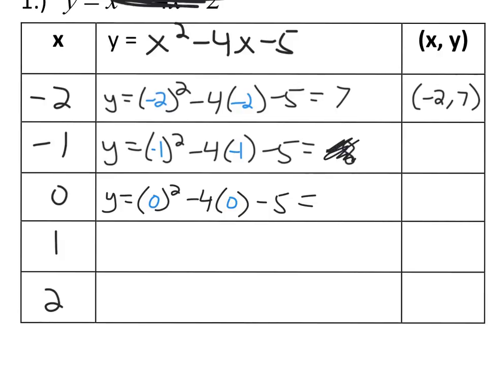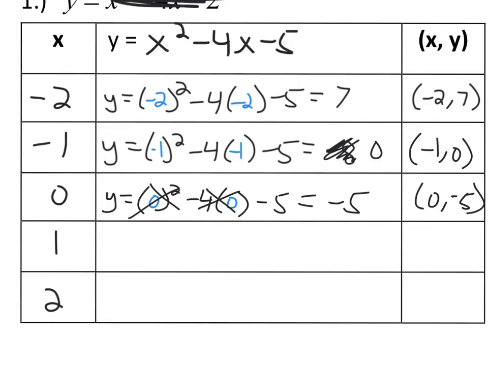Okay, so negative 1 squared is going to give you positive 1. Then negative 4 times negative 1 is going to give you positive 4. So 1 plus 4 is going to be 5, and then 5 minus 5 is going to give you 0. Sorry about that. Now when you plug in 0 for your x, 0 squared minus 0, these are going to cross out because 0 times anything is 0. And then minus 5, that'll give you negative 5. So your coordinate up top here is going to be negative 1, comma 0, and your coordinate we just found is 0, comma negative 5.